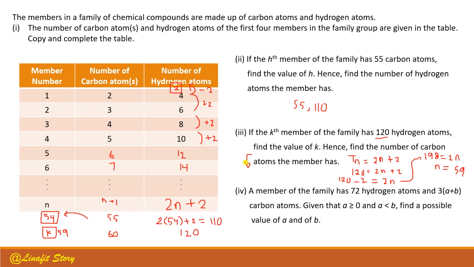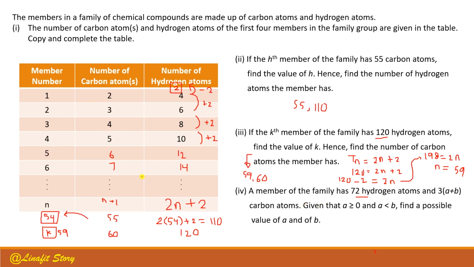So the answer of the third question is 59 and 60. The fourth question: a member of the family has 72 hydrogen atoms and 3(A plus B) carbon atoms. Given that A is greater than or equal to 0 and A is less than B, find the possible value of A and of B.